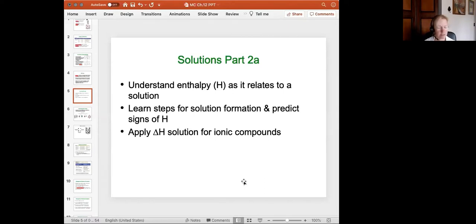So aqueous chemistry is a huge field just because a lot of reactions happen in an aqueous environment, including most of the reactions that happen in our body. And so aqueous chemistry is a large area of study, and one that we're going to focus on a lot in the second half of the book. We're going to apply this idea of enthalpy specifically for ionic solutions, and we have a couple of different types of equations that we can apply to that. So that's what we're going to learn in this first part of part 2.